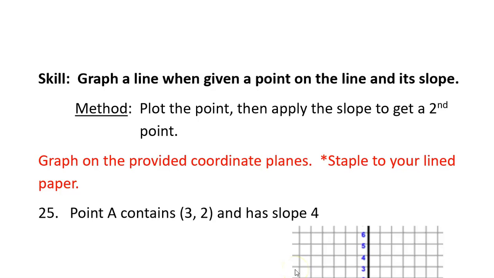The next skill is to graph a line when we're given a point on the line and the slope of the line. The method is to plot the given point first. That gets you a dot on the grid. Then apply the slope to get the second dot. For this part of the assignment, use the separate piece of graph paper that I'll hand to you, because that way you don't have to draw your own grids and risk them being sloppy and not accurate.